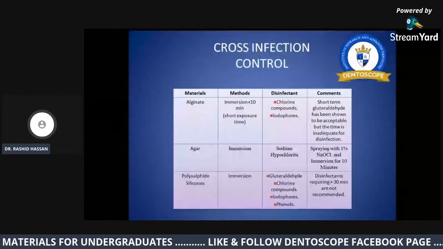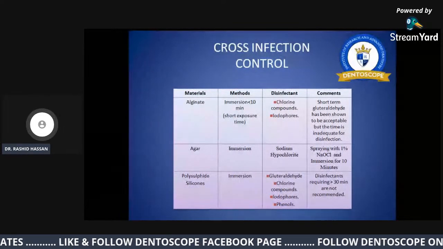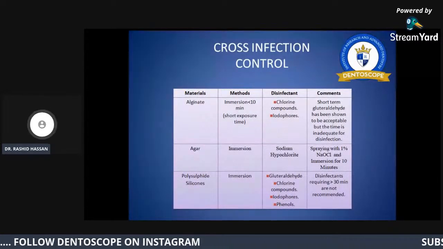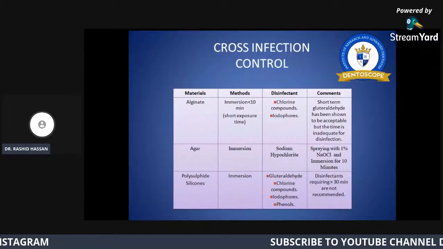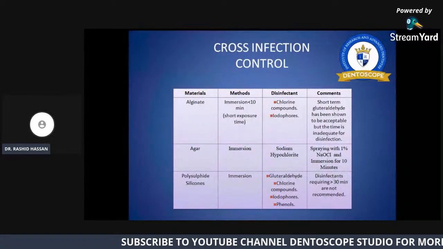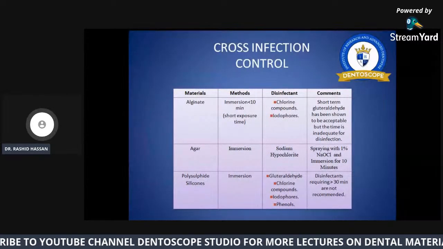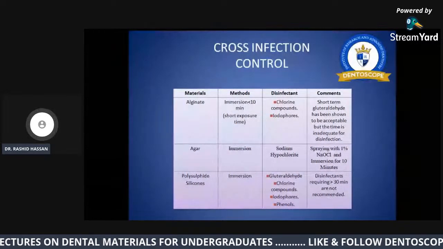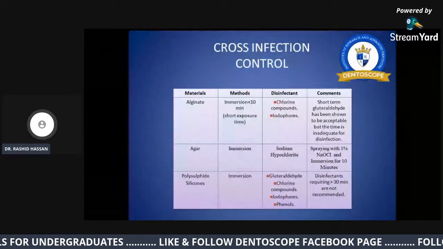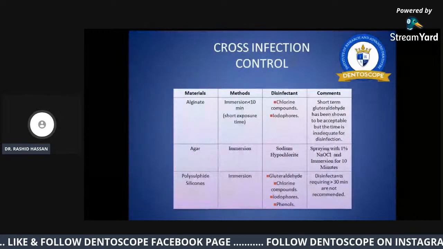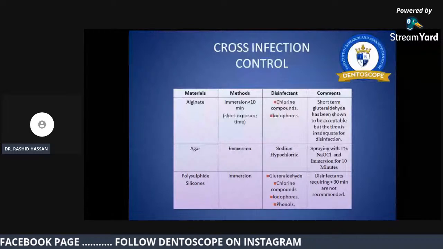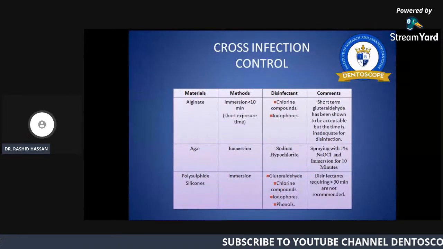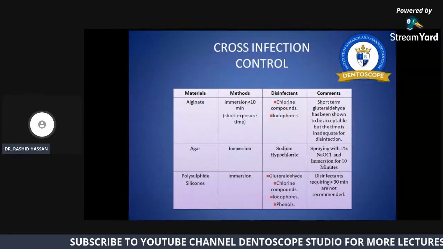Glutaraldehyde is a chemical that is used as a cold sterilizer, for cold sterilization actually, to disinfect and clean heat-resistant dental equipment or any dental material which is resistant to heat. So we can use glutaraldehyde to disinfect them. And here, both polysulfides and silicones are immersed in glutaraldehyde or a chlorine compound or iodophores to disinfect them.